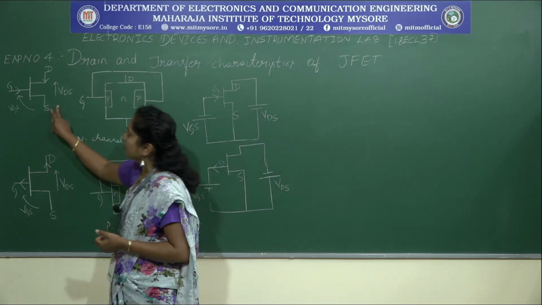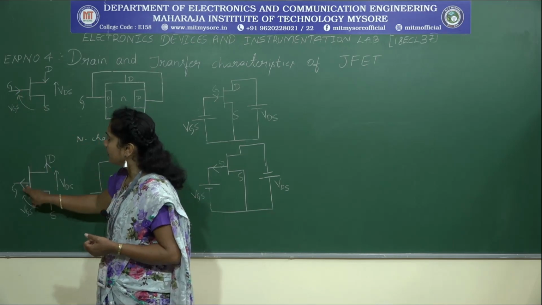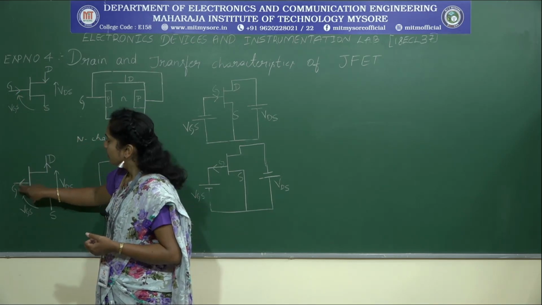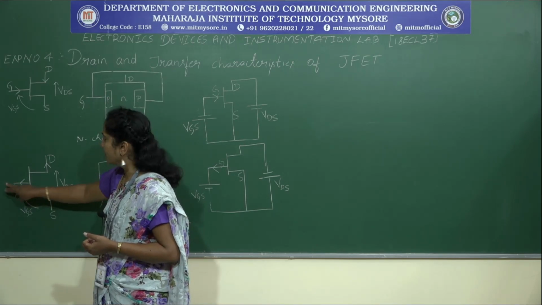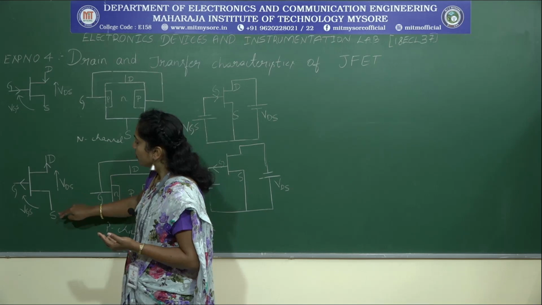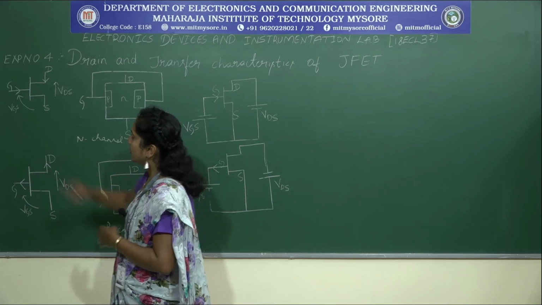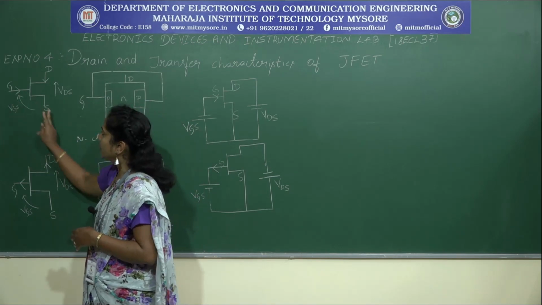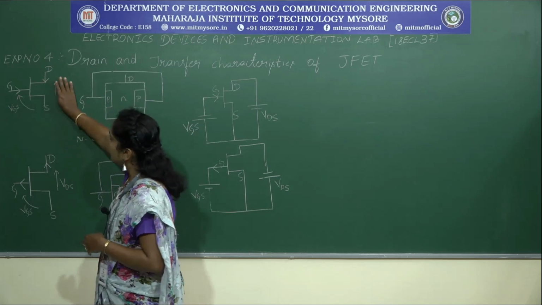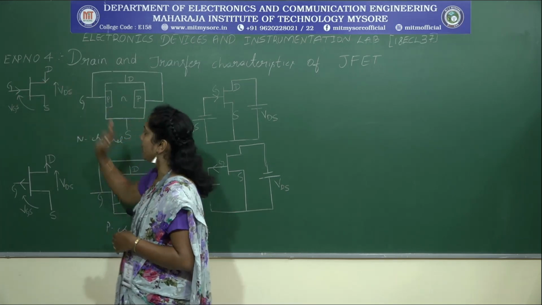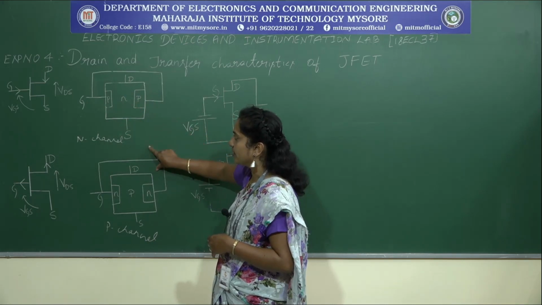In the N channel JFET, the current conduction is shown here, and in the P channel it is away from the gate, so the current conduction goes in this direction. In all JFETs, the current flows from source to drain, and VGS is applied between gate and source. This is called the input characteristic, and this end the output characteristic. And this is the schematic diagram of the N channel and P channel.